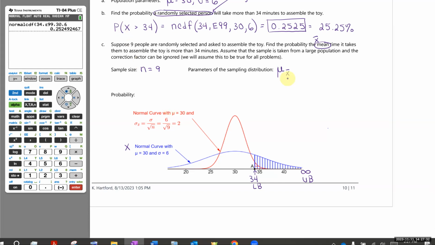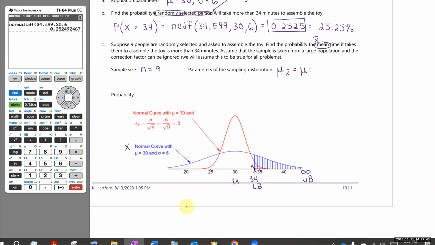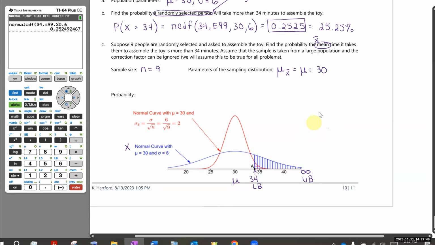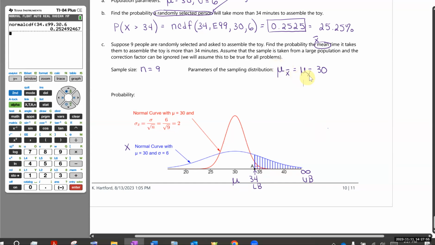And the mean of that distribution is the same as the original mean. So if you look on our graph here, the mean of either the red or the blue graph is the same. So the mean doesn't change. So that's 30. Just as a note here, if we don't write a subscript, it's assumed it's an X, but we could put it there for emphasis.